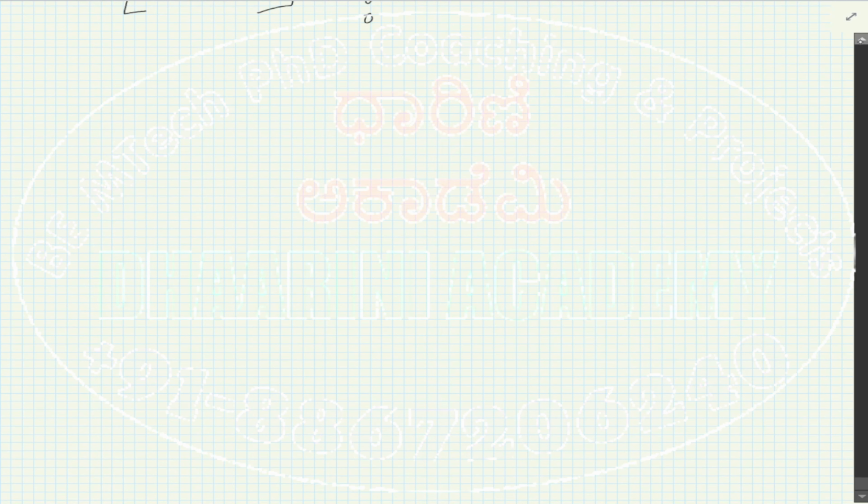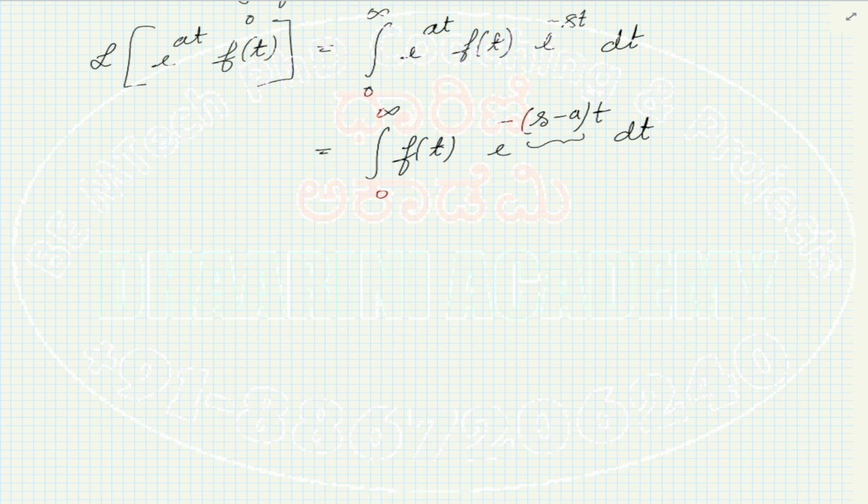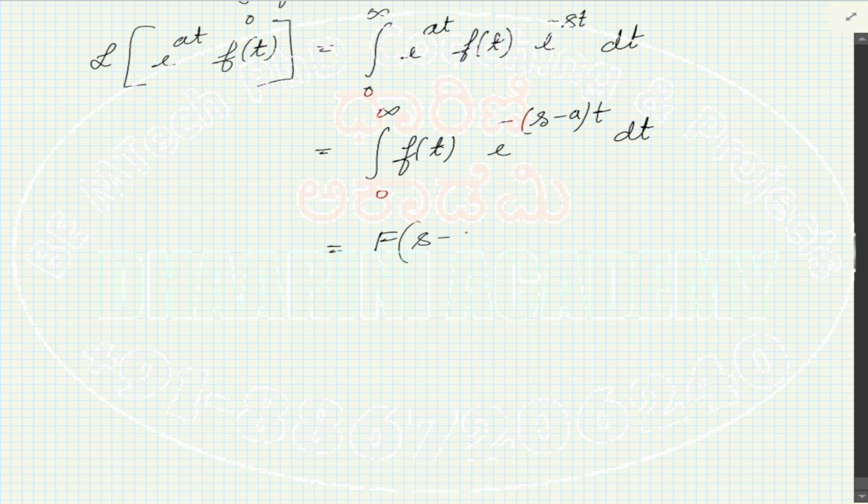So from this I can club the exponential terms, keep f of t as it is, into e to the power, if I take minus outside, this becomes s minus a times t dt. So when I had the term s over here, we used to call the whole integral as F of s. But now inside this bracket, I don't have s, but I have s minus a. So this is nothing but the capital F of s minus a is the answer.